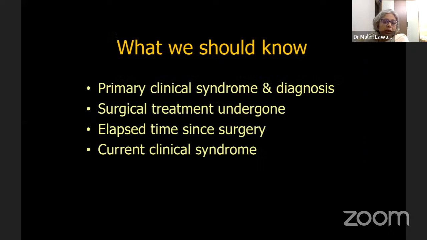Before we even start looking at MRI, it's very important to know what were the initial clinical findings, what was the diagnosis, what exactly was the surgical treatment which was done, and how much time has elapsed between the surgery and the scan. So what was the time of the surgery, very important, and currently what is the patient presenting with.